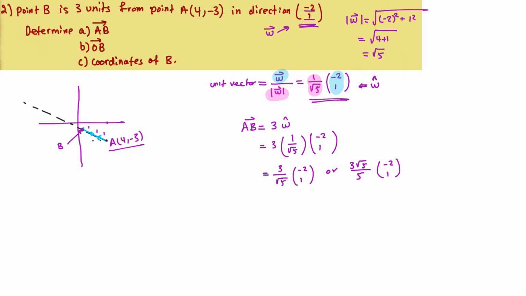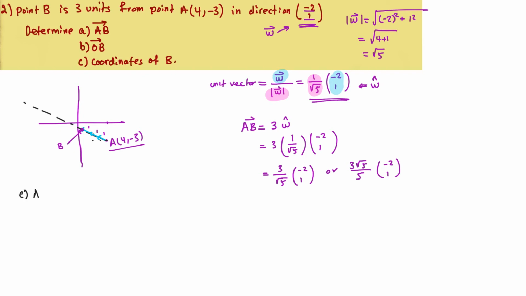Okay, the next part of the question is asking us to determine vector OB originating from the origin and going to point B, and part C is to just find the coordinates of B. There is a way to find OB without finding coordinates of B first, but it's a lot easier to find coordinates of B first. So let's do that first.